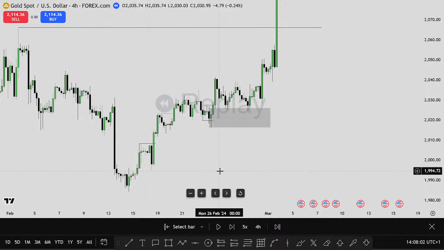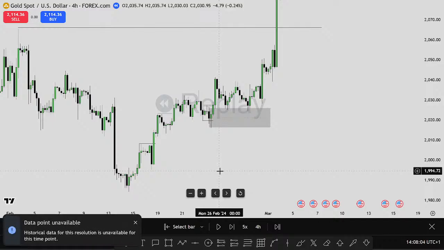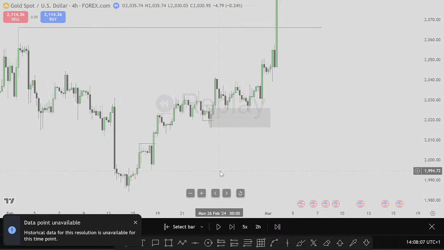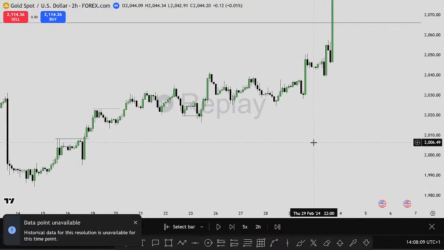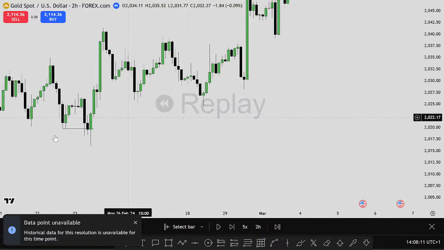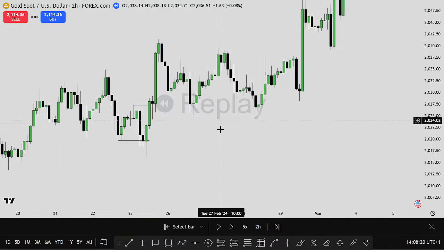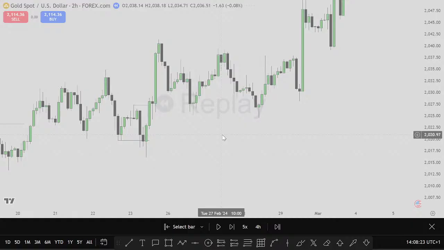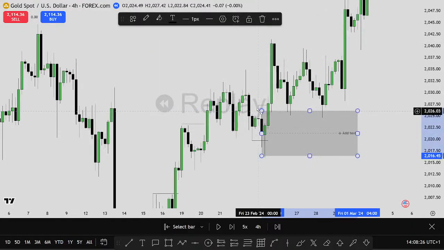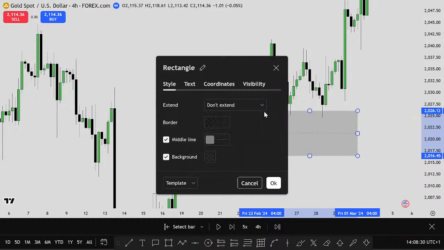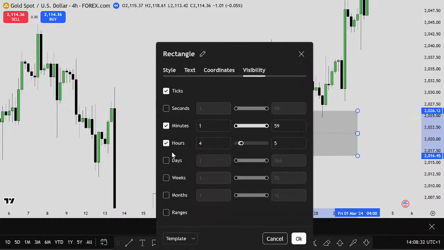caused a shift of structure here like this. Yeah, so it came down here, then it caused a change of structure here, this place like this. The main reason why I drew that, you see this POI in 4 hours. Let me draw it. I think I didn't put it to be visible in all the time frame. Okay.